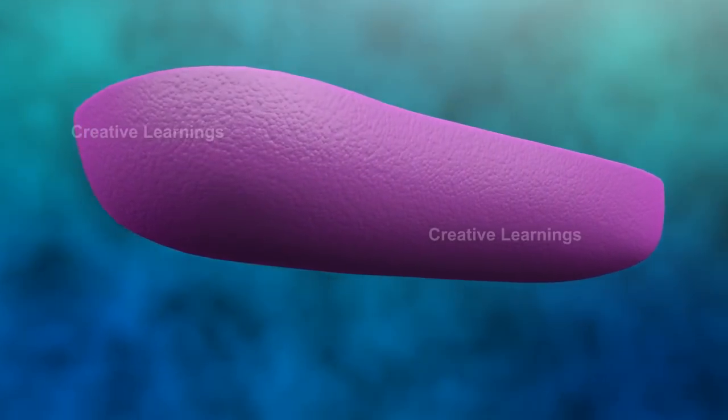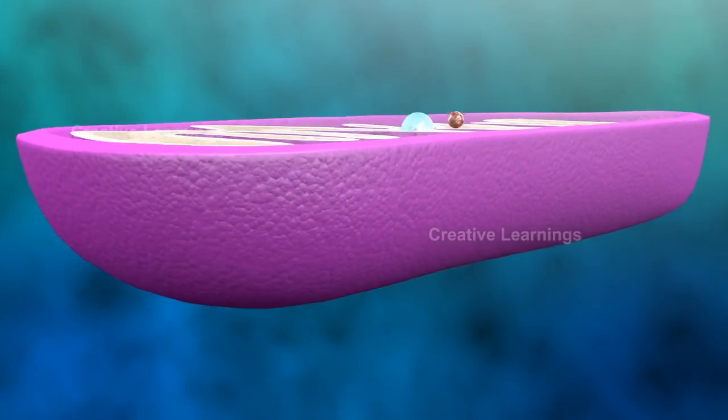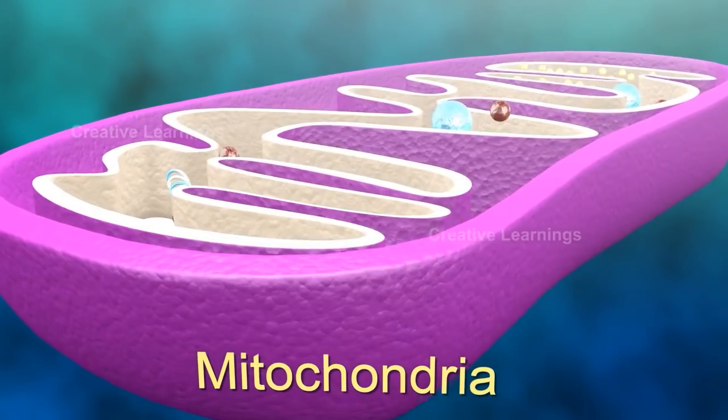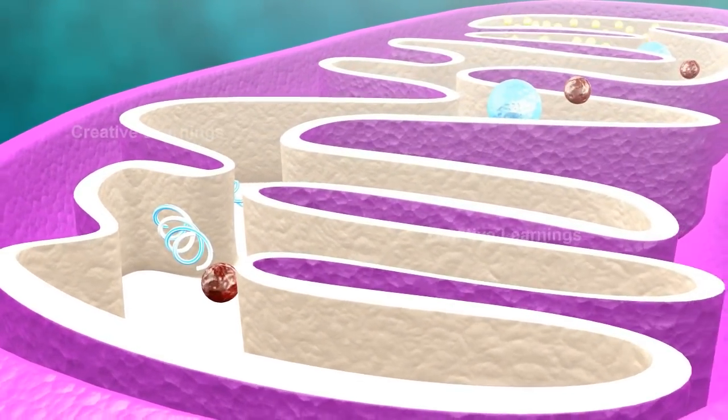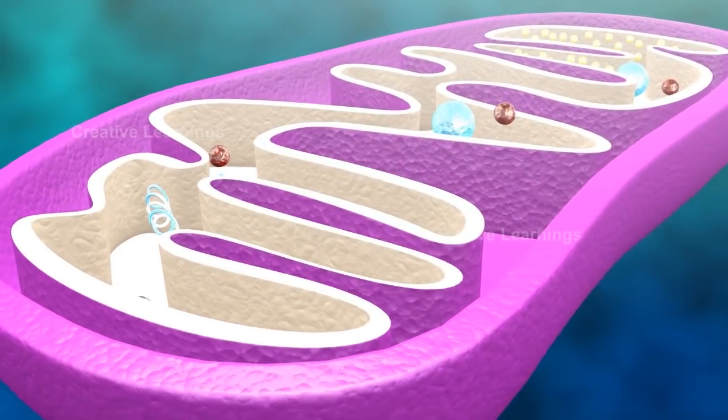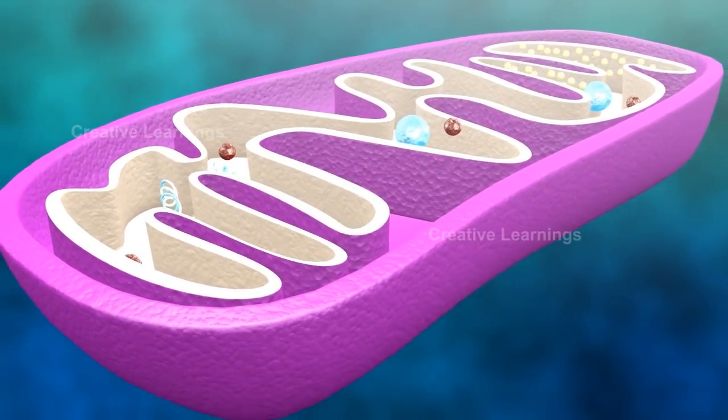Cells contain a number of small double membrane-bound organelles called mitochondria. They are the powerhouses of the cell and carry out aerobic cellular respiration to generate ATP, which is the energy currency of the cell.